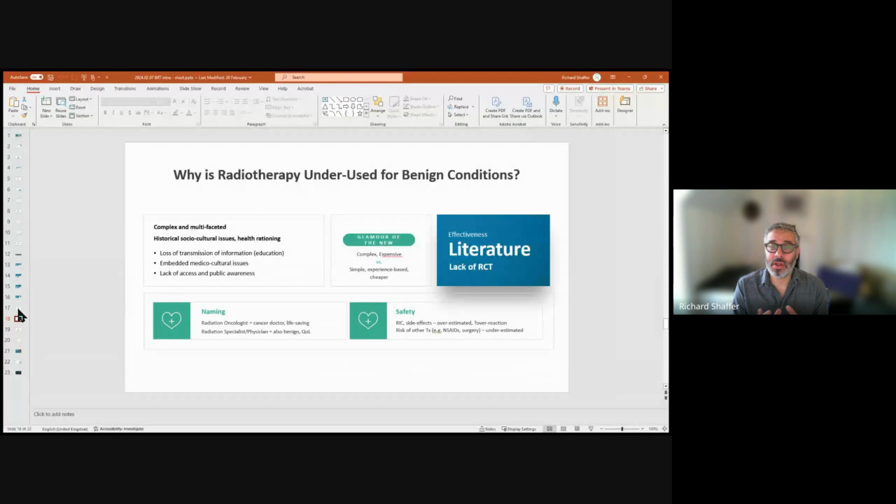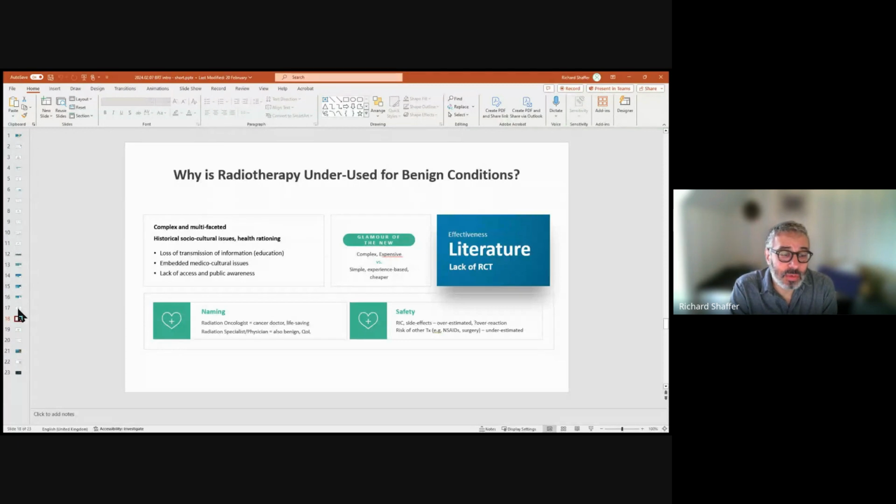You can really do a lot of good in terms of quality of life for these patients. There is a lack of randomized controlled trials in the literature. There's an enormous amount of case series evidence, and I think that needs to be improved.